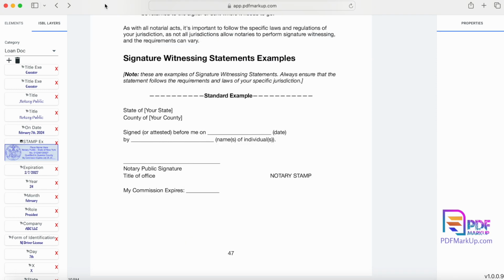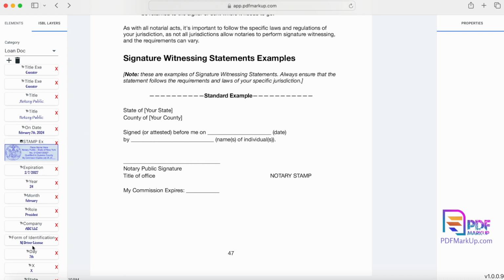Okay, so right now we're looking at a signature witness statement example. The first example is a general format that could apply to any state, requiring the date, witnesses and the names of the signers. This is an example of how notaries can document the witness of a signature, a key function of their role. The process includes verifying the signer's identity, ensuring the signers personally appeared before the notary and witnessed the signing act. So the way you would fill this out is basically here, state and county.